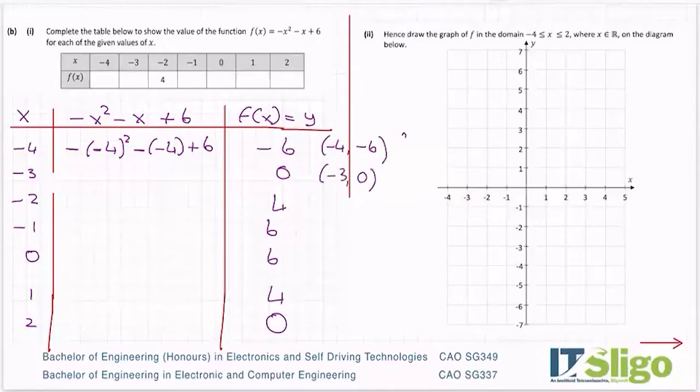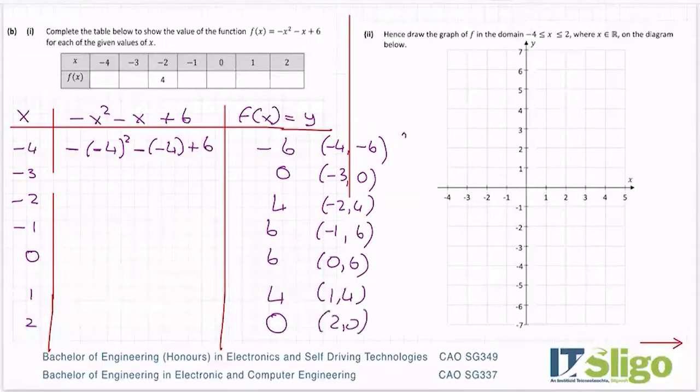So minus 3, 0. So I'm getting them from here. Minus 2, 4 will be my next one. Minus 1, 6, 0, 6, 1, 4, and 2, 0. Okay, so your couples, x before y in the alphabet, x before y when you're plotting. Okay, so what does that mean? Well, that's my x axis here. This is my y axis. So these are all x comma y, and you'd know that from coordinate geometry when we're plotting.